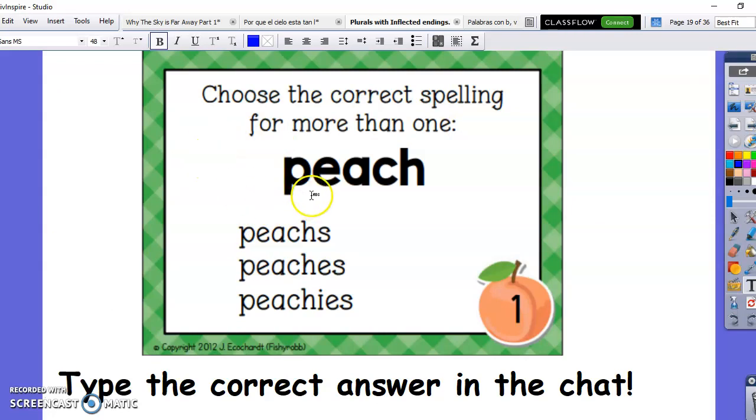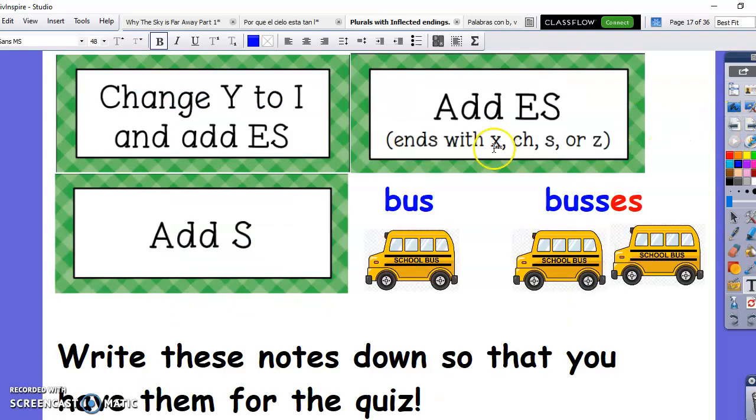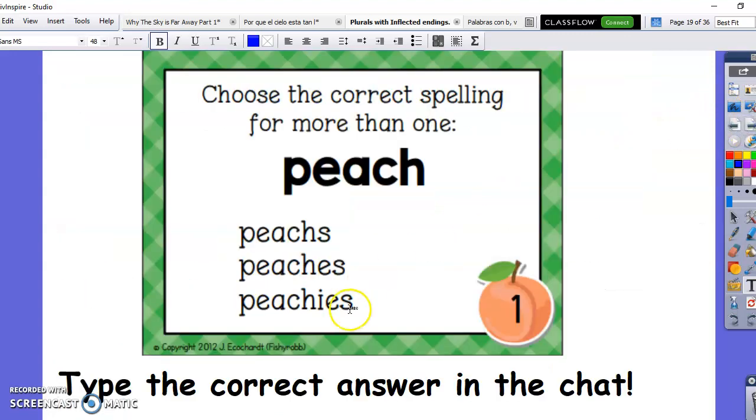Here's just some cards that you could use to practice these strategies. Mark the correct spelling for the word peach. And then in my class, we're going to type it into the chat. So which word is spelled correctly for peaches? Remember, when a word ends with CH, we have to add ES to the end. So the correct spelling for peaches is the middle one.